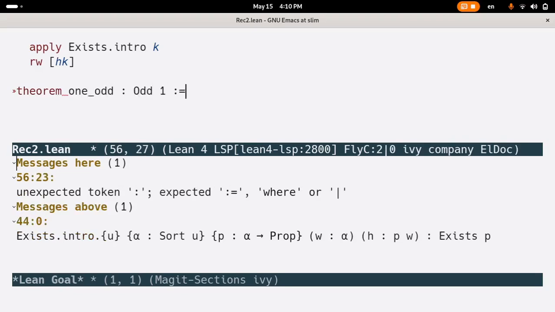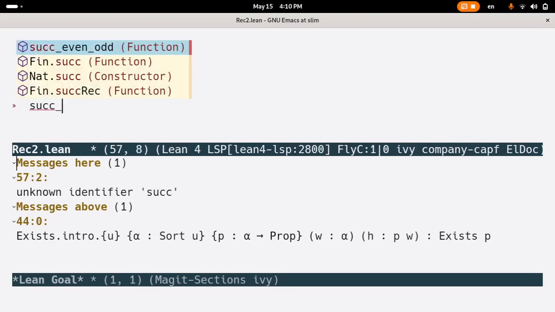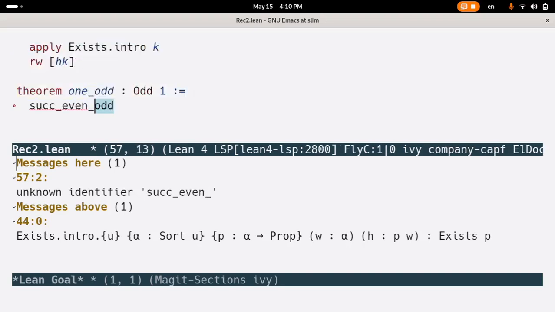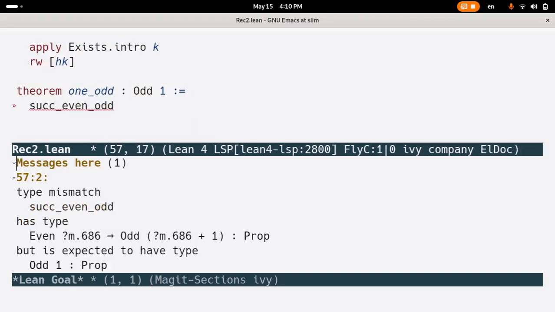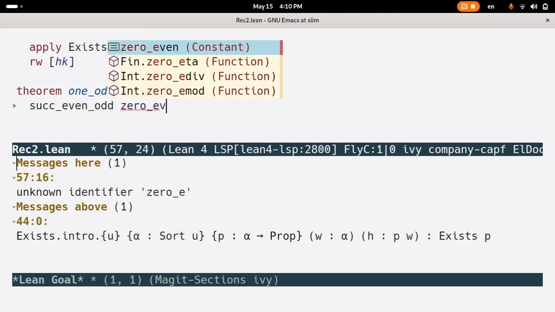We can now prove that 1 is an odd number by combining the previous two proofs. So we have the successor of an even number is an odd number, and we have that 0 is an even number.